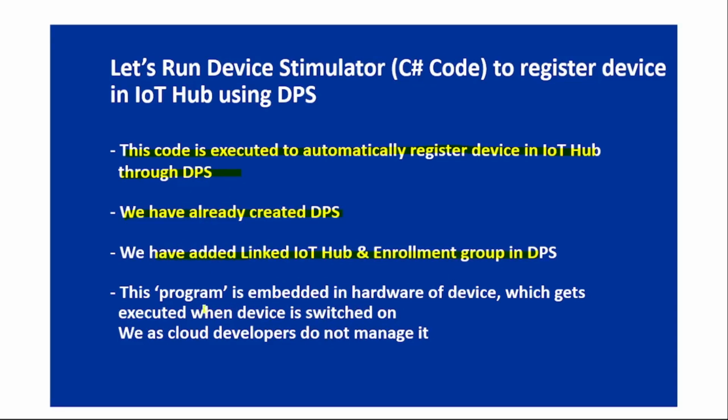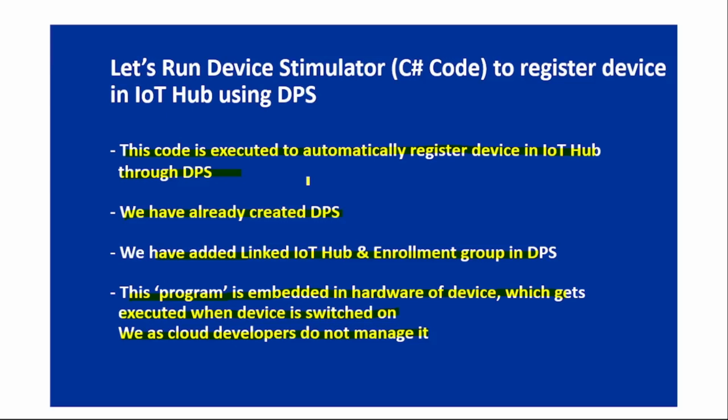And guys, an important thing: this program is embedded in the hardware of the device, which gets executed when the device is switched on for the first time, and we as cloud developers do not manage it. But this is just for demonstration purposes, that when the device is switched on, this code to enroll the device in DPS gets executed and in turn the device will be registered and configured in IoT Hub.